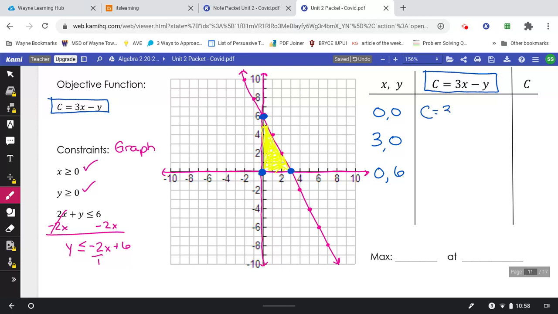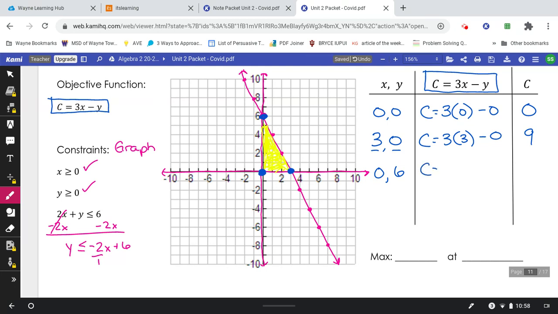So c equals 3 times 0 minus 0. Do whatever math I need to for that. 3 times 0 is 0, minus 0 gets me 0. All right, next one. c equals 3 times 3 minus 0. So each time I'm plugging in the first number and the second number for x and y. All right, 3 times 3 is 9. 9 minus 0 is 9.